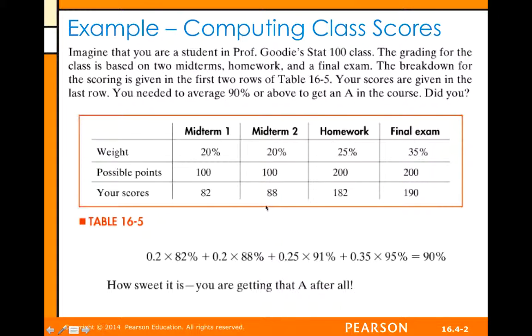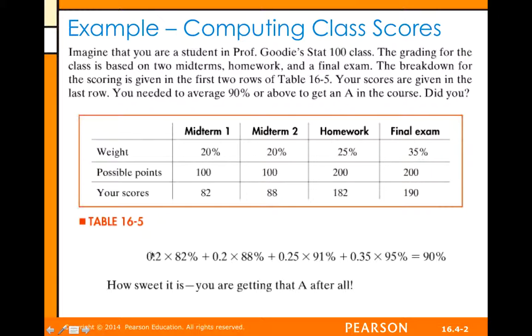So you have an 82% here, and that 82% is worth 20% of your grade. You got an 88% here, and that was worth 20% of your grade. You got a 91% here, which is worth 25% of your grade. And you got a 95% here, and that is worth 35% of your grade. So when you calculate your grade, you take 20% times what you got here, plus 20% times what you got here, plus 25% times what you got here, plus 35% times what you got here. And that's where this equation down here comes from.